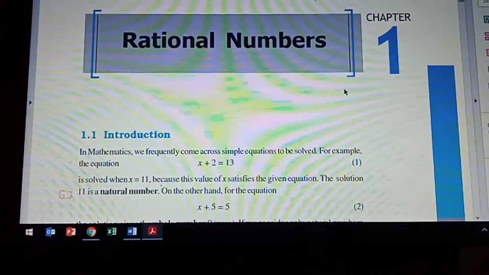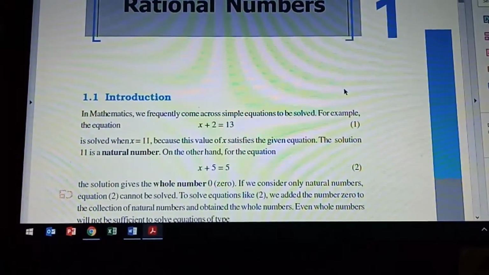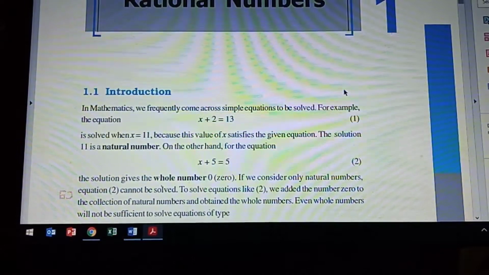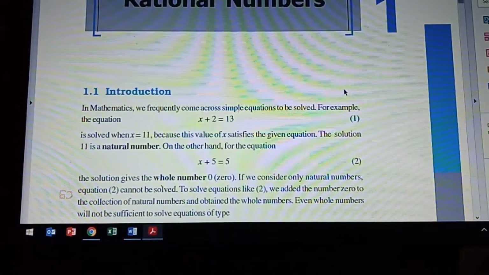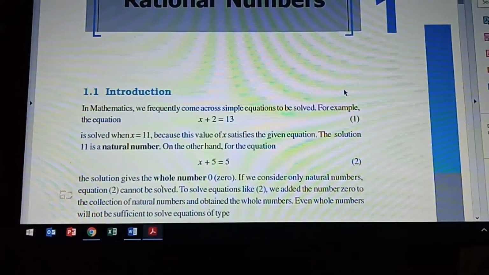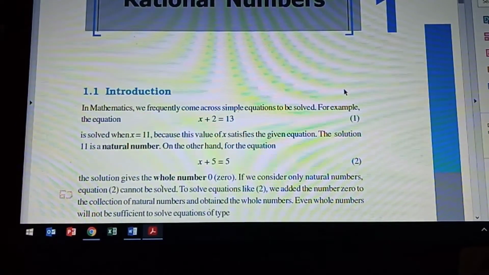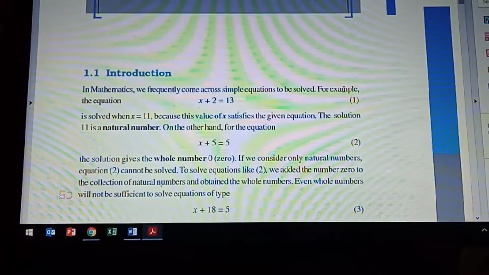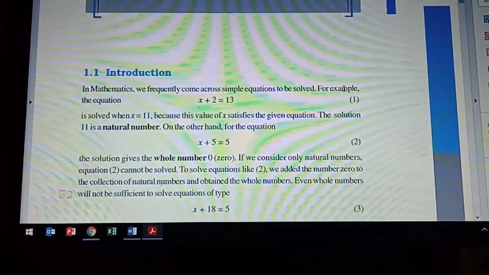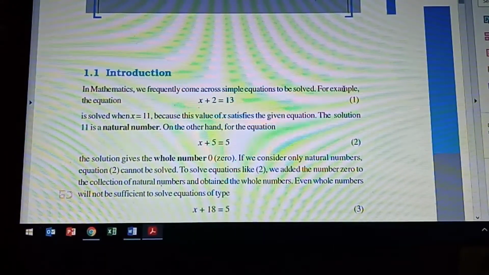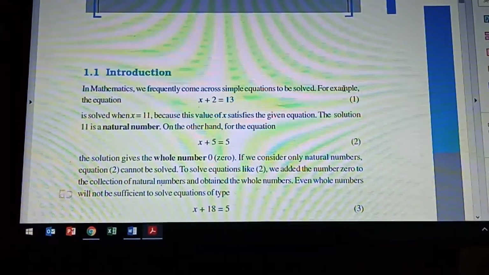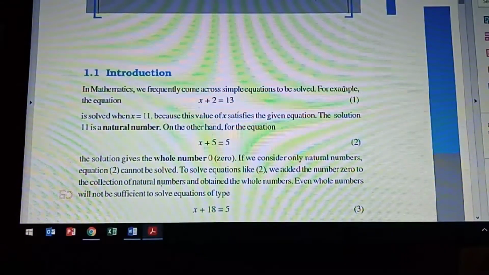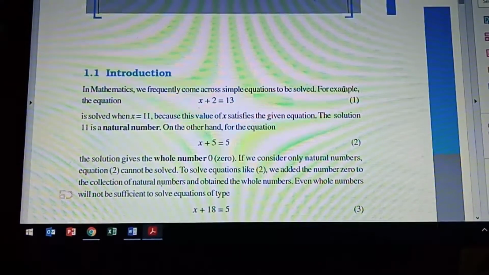Introduction part, what it's saying. 1.1 Introduction: it says that in mathematics we frequently come across simple equations to be solved. For example, the equation x plus 2 equal to 13. Can you tell me what should be the value of this x? Because it is a very easy method.